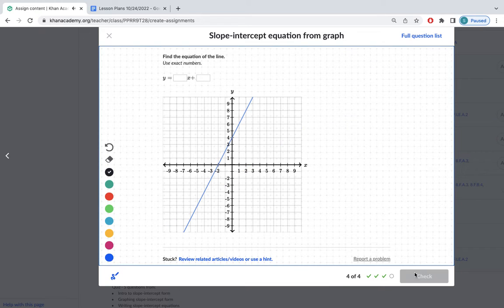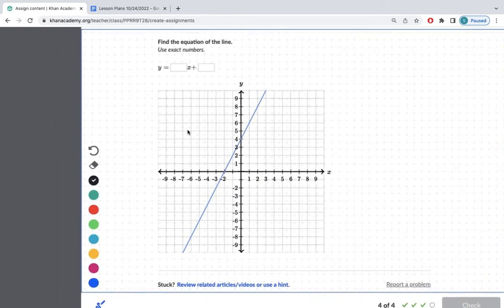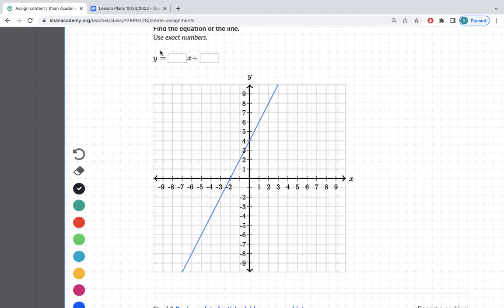Let's do the same thing. Let's go through one more example here together. Okay, same idea. We have slope-intercept form set up for us. We're just missing the slope and the y-intercept. So I'm going to do again, start by finding the y-intercept. I see that this line crosses the y-axis right here at +4. So right under b, I'm going to write 4.